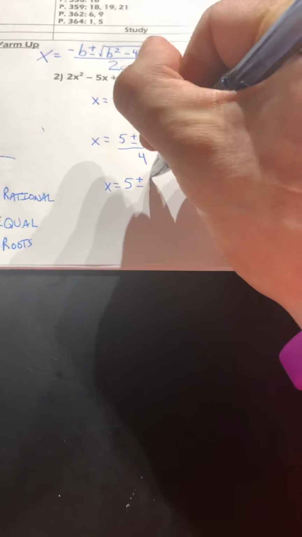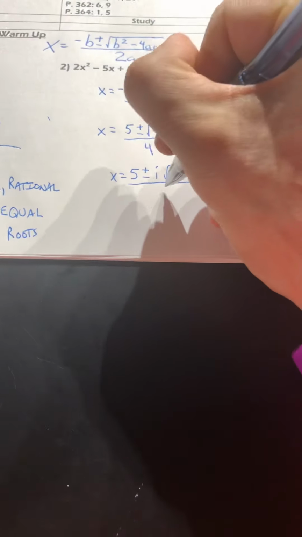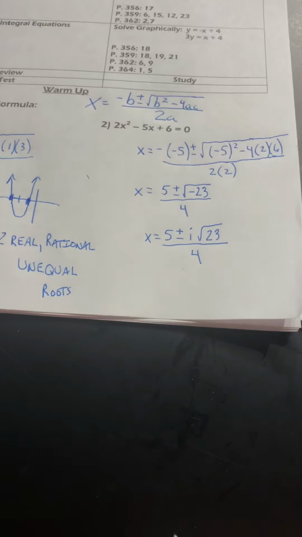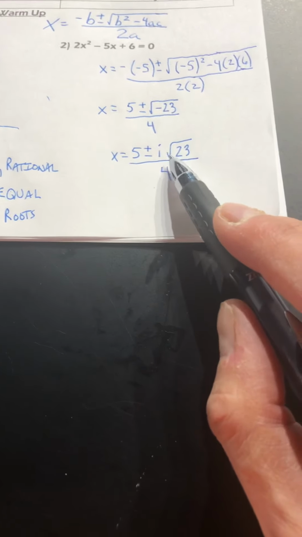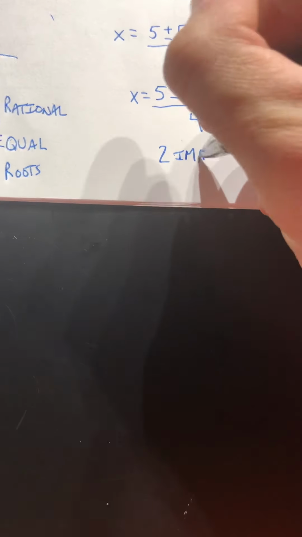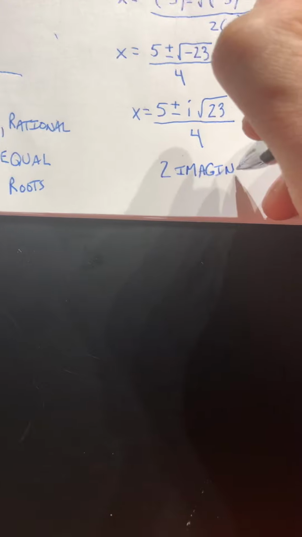Now, you can use last chapter's notes to help yourself out with this. Now, 23 cannot be simplified. We have our i. We actually can stop right here. Those are the roots. They're imaginary roots. So all we would have to write for this would be 2 imaginary. And the reason why they're imaginary is because there's an i.